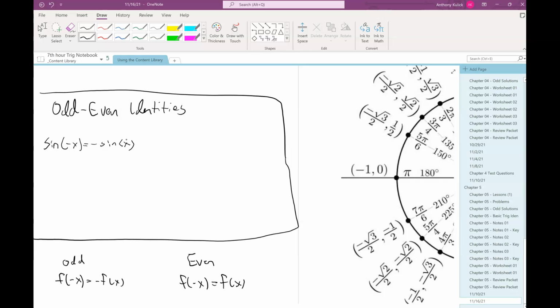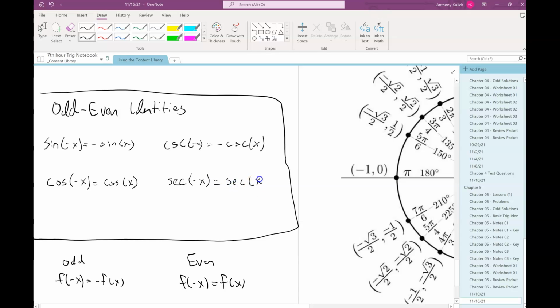And if sine is an odd function, then its reciprocal is also an odd function. So cosecant of negative x is equal to negative cosecant of x. We said that cosine was an even function, so f of negative x has to equal f of x. And if this is true for cosine, it better be true for its reciprocal, secant. So secant of negative x is just equal to secant of x.